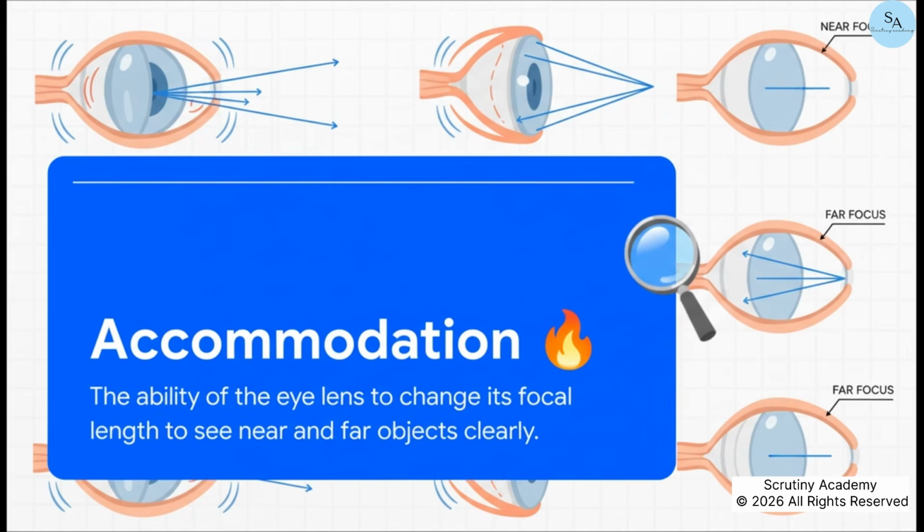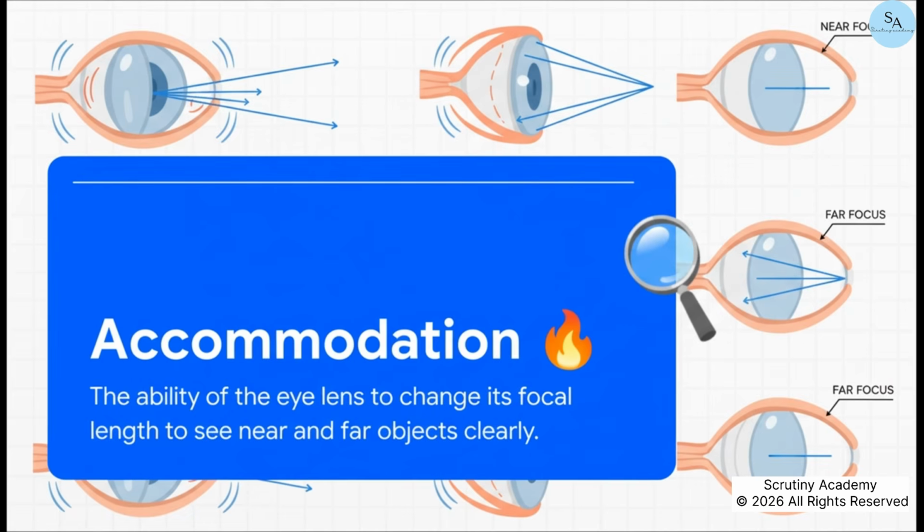Now, this next part is super cool. It's a concept called accommodation, and it's basically your eye's superpower. See those tiny muscles around the lens? They can actually squeeze and stretch it, changing its shape. So when you look at something up close, the lens gets thicker. And when you look way out at the horizon, it gets thinner. This constant, tiny adjustment is what lets you switch focus from near to far in a split second.